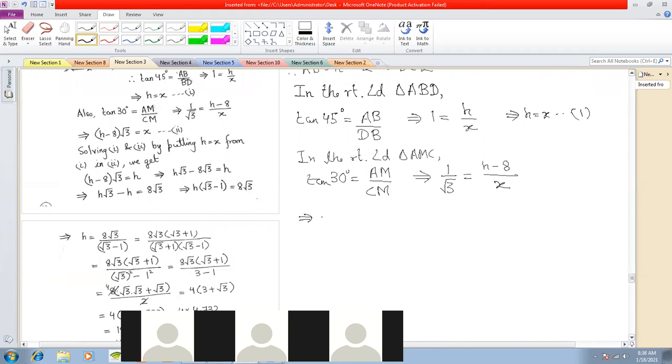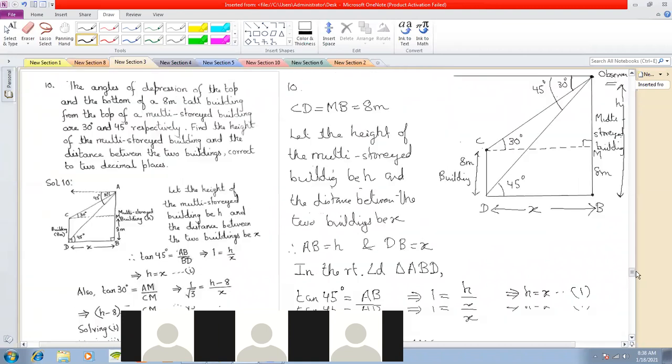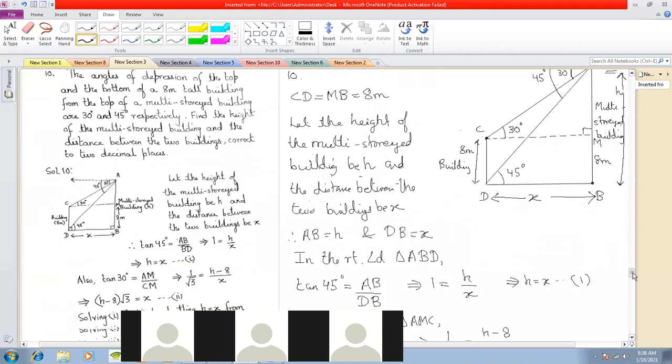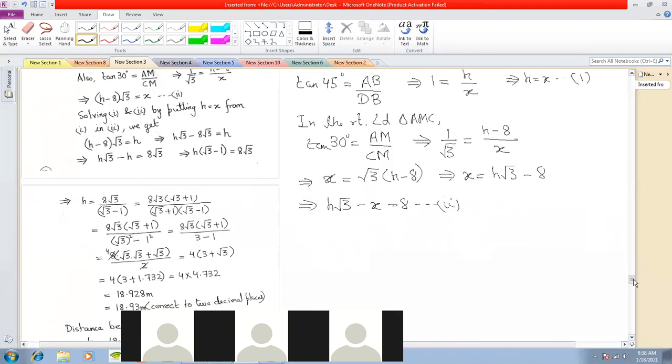So therefore you get another equation. Cross multiply, you get x is equal to root 3 times (h minus 8). That means x is equal to h root 3 minus 8, or you can write this as h root 3 minus x is equal to 8. This is our second equation. We'll solve these two equations to find h and x, because we need to find the height of the multi-storied building and the distance between the buildings also.